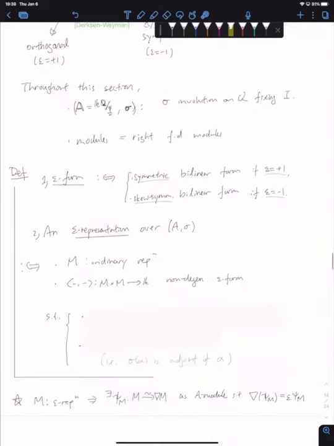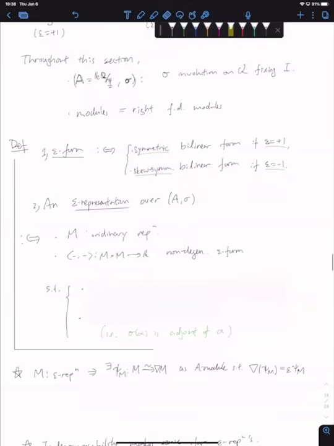Okay, and by an epsilon representation on a ring with involution, I mean an ordinary representation equipped with a non-degenerate epsilon form. You want this epsilon form to give you the property that taking the partner arrow corresponds to taking the adjoint of the action matrix. So to write this out more properly, do I have time? No. So yeah, this is pretty much what it says.